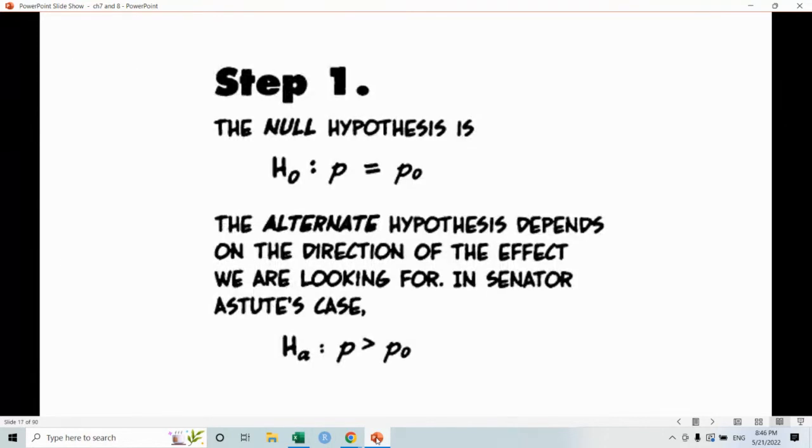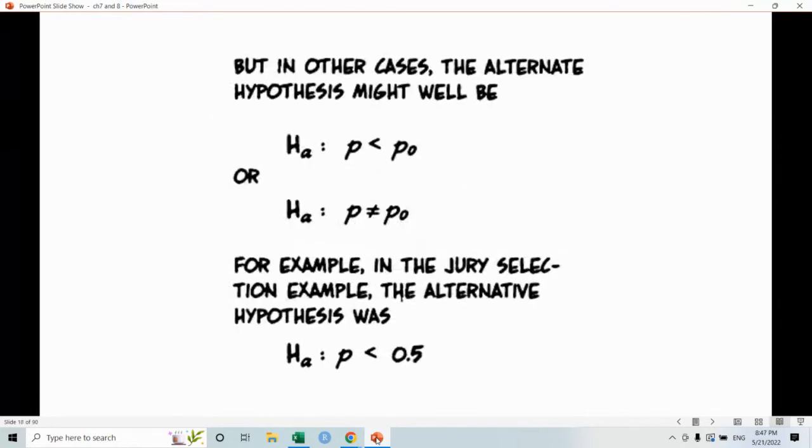Step 1. So the null hypothesis is that P is equal to this P naught value. The alternative hypothesis depends on the direction of the effect we are looking for. In Senator Astute's case, we want P to be greater than P naught, which would indicate a winning majority in an election. But in other cases, the alternative hypothesis might be P less than P0, or P does not equal P naught.